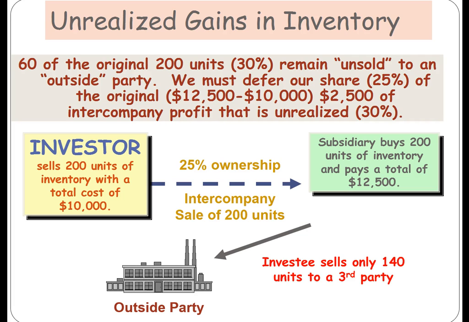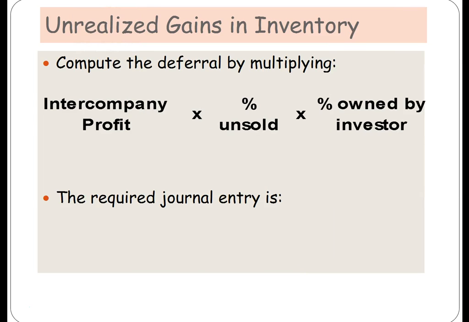So we have intercompany profit that is unrealized. So again, the investor, who owns 25% of the subsidiary, sold $10,000 worth of goods to the subsidiary for $12,500, and at the end of the period, the investee still has 60 of those units left. So they've sold 140 to outside parties, but they still have 60 left. So let's compute the deferred profit now.